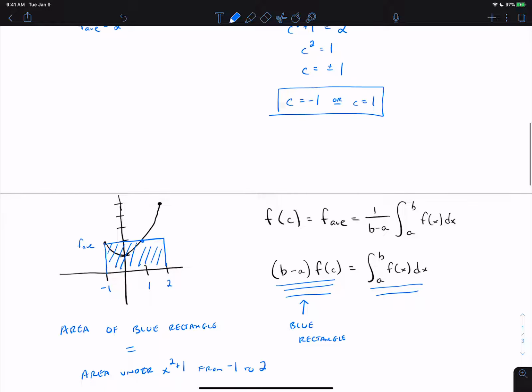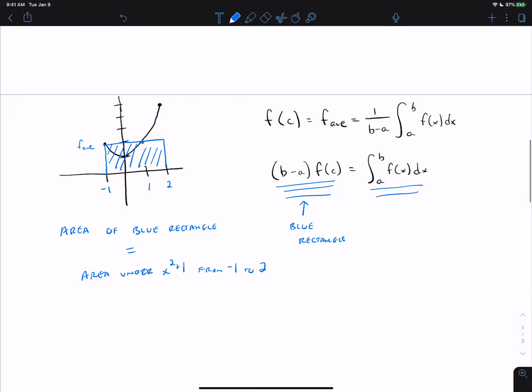And then graphically, we need to be able to demonstrate that by drawing the rectangle where the height is the average value. It goes from A to B, so it goes from the far left of the interval to the far right of the interval. That rectangle's area would be the same as the area under the graph from A to B.